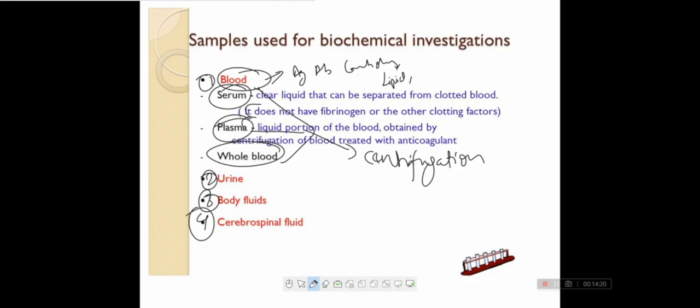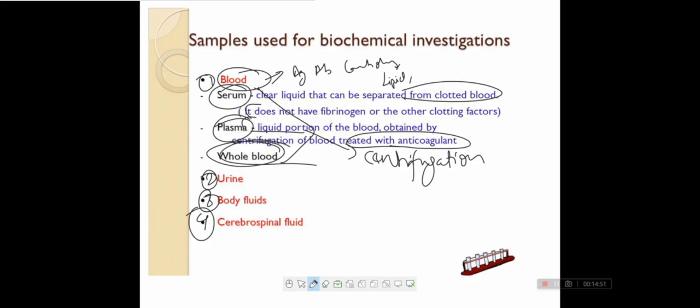So serum is a clear liquid that can be separated from the clotted blood. It does not have fibrinogen or the other clotting factors. Plasma is the liquid portion of the blood obtained by centrifugation of blood treated with anticoagulant. And whole blood cells are whole blood cells. So for the identification of the antigen, antibody, carbohydrate, lipids, blood samples are collected.